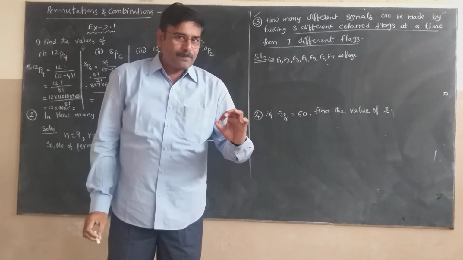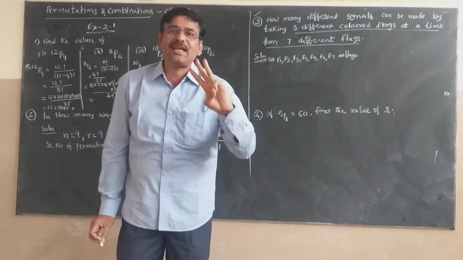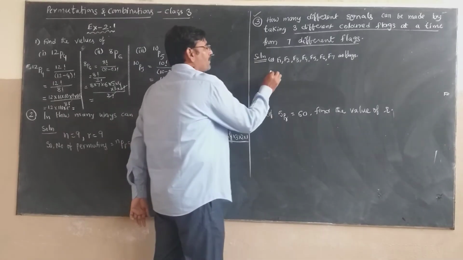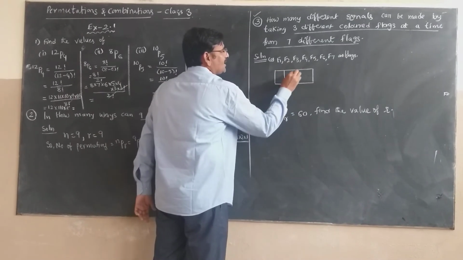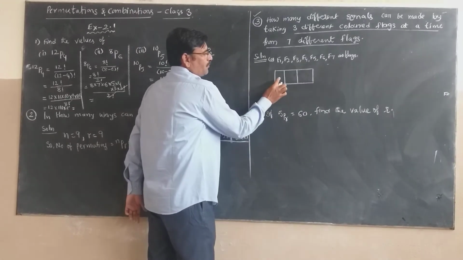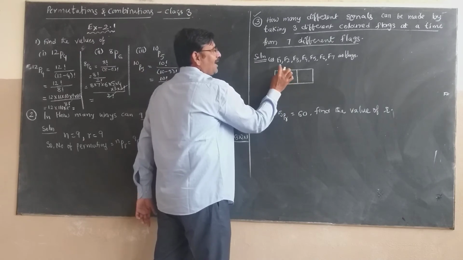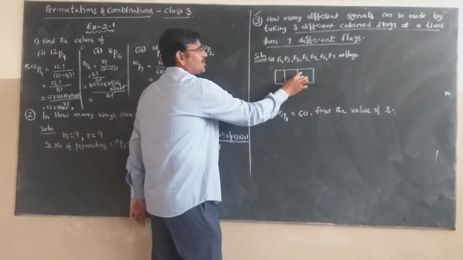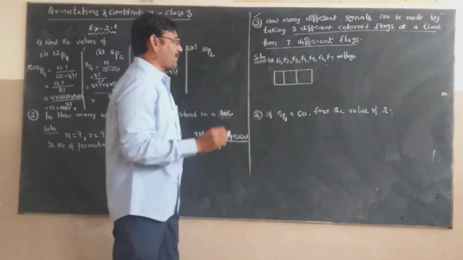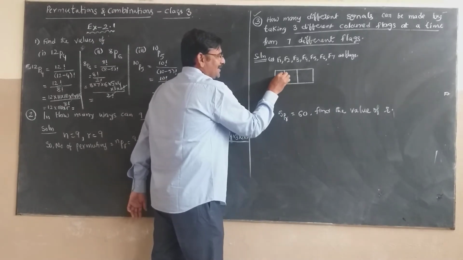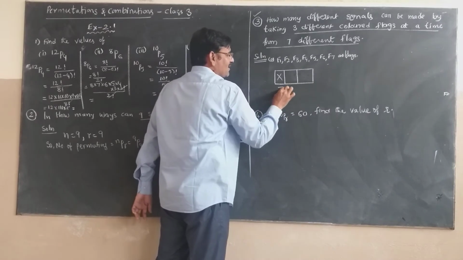To obtain a signal which consists of 3 colors, we have to fill these 3 blanks. The first blank is to be filled by any one of the 7 colors. The second blank is to be filled by any one of the remaining 6 colors. The third blank is to be filled by any one of the remaining 5 colors. Similarly, like that. This first blank can be filled by any one of the 7 colors in 7 ways.